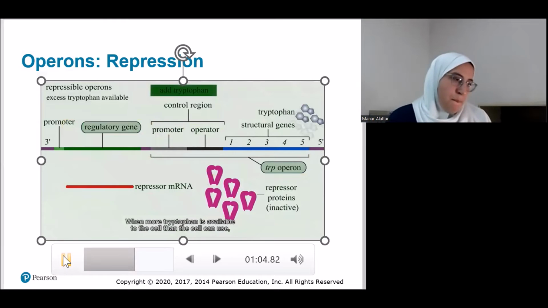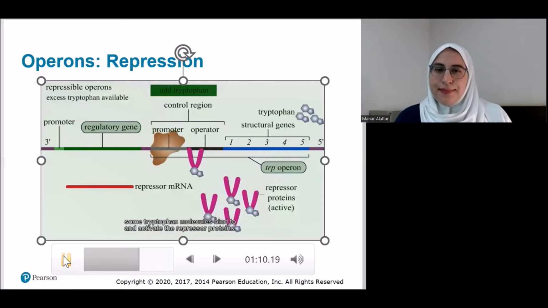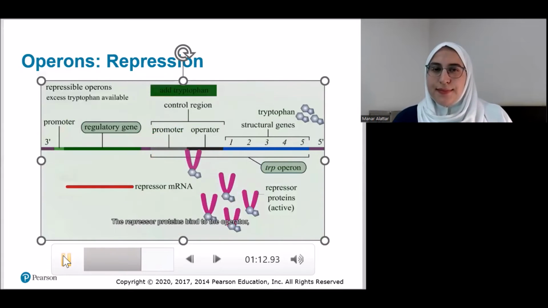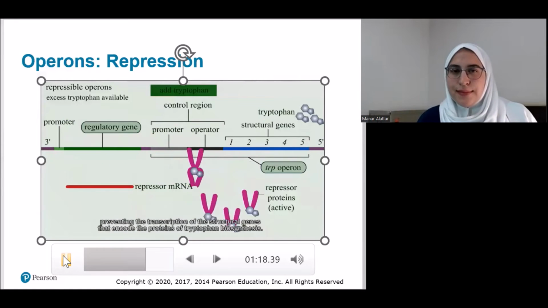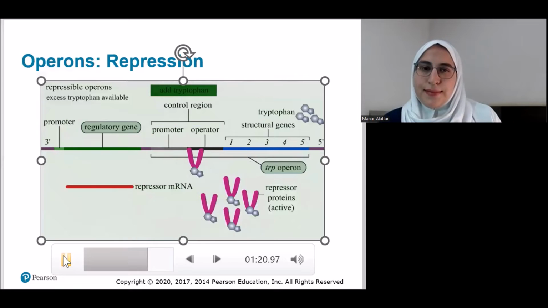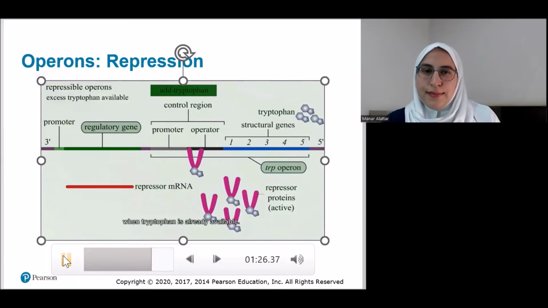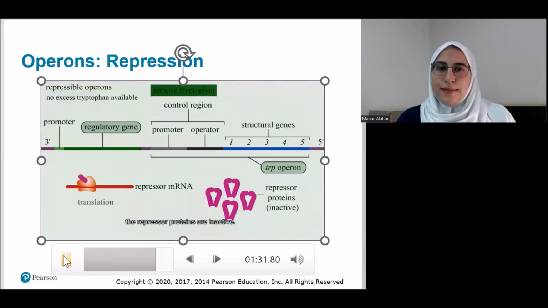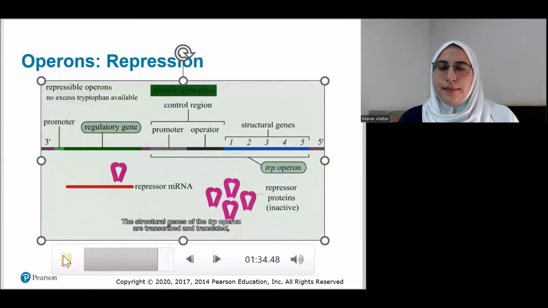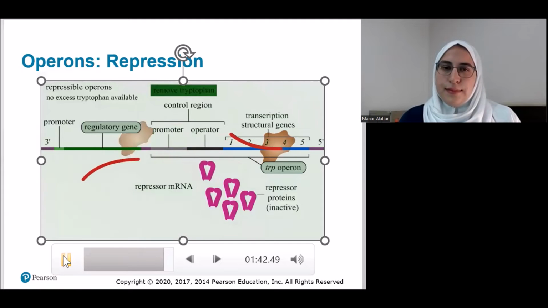When more tryptophan is available to the cell than the cell can use, some tryptophan molecules bind to and activate the repressor proteins. The repressor proteins bind to the operator, preventing the transcription of the structural genes that encode the proteins of tryptophan biosynthesis. This regulation prevents the cell from producing excess tryptophan when tryptophan is already available. When excess tryptophan is not available, the repressor proteins are inactive. The structural genes of the trp operon are transcribed and translated, producing the proteins necessary for tryptophan biosynthesis.